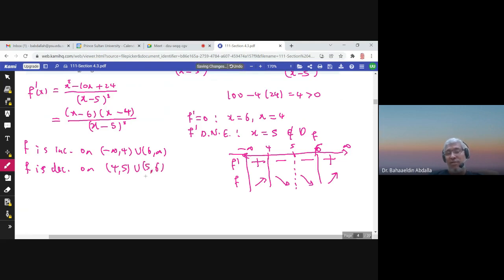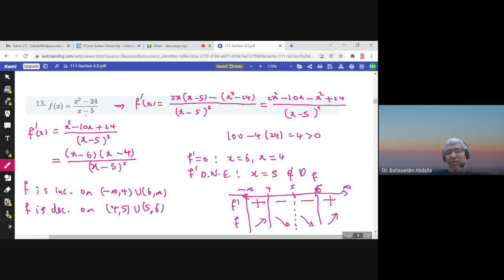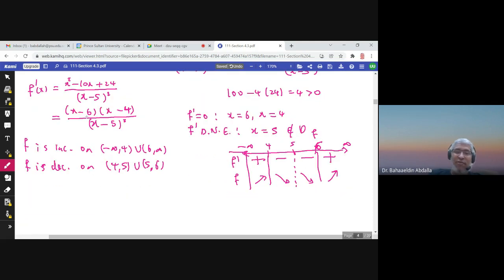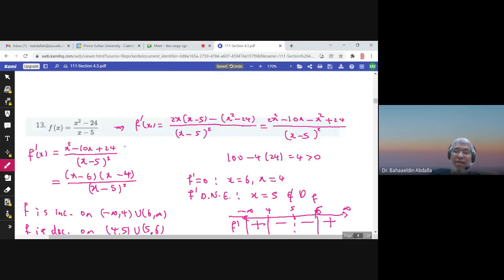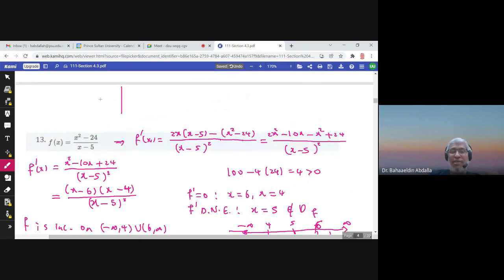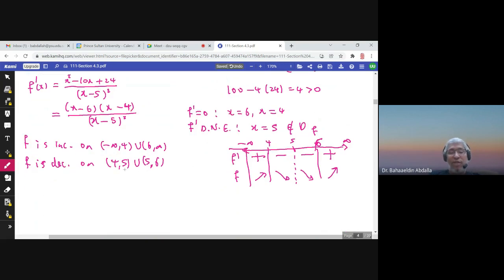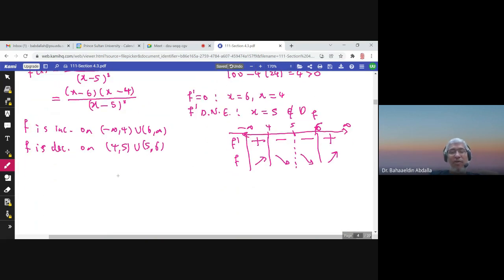And it's actually correct to write it like this. If you say from 4 to 6, f is not defined at 5. Okay, f is not defined at 5. So you have to say from 4 to 5, union from 5 to 6. Actually, at 5, the function has a vertical asymptote. Okay, so it could be decreasing like this from here and like this from here. But you cannot say from 4 to 6 decreasing. You have to say from 4 to 5, union from 5 to 6.